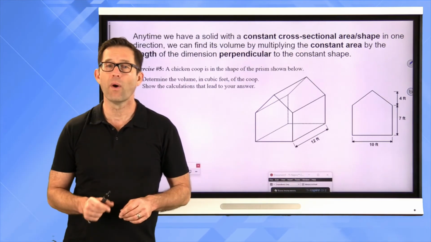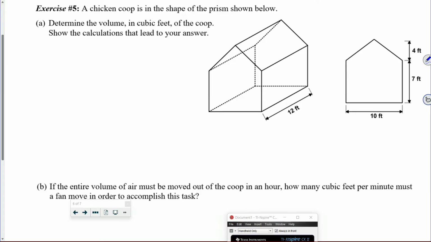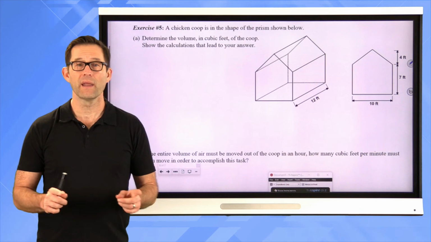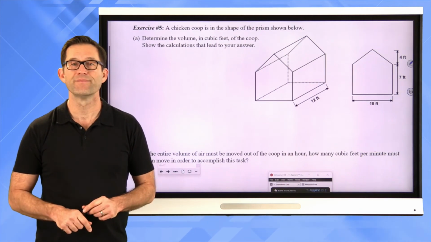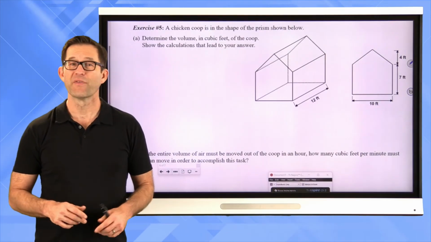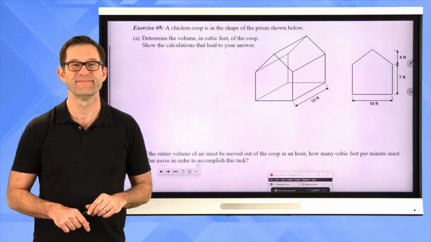So let's take a look at one that's a little bit less standard. Exercise number 5. A chicken coop is in the shape of the prism shown below. Determine the volume in cubic feet of the coop. Show the calculations that lead to your answer. All right. Well, what I'd like you to do is pause the video now and see if you can figure out this volume. And it is going to take a little bit of work, but thankfully there's going to be no pi involved because there's no circular cross sections here.